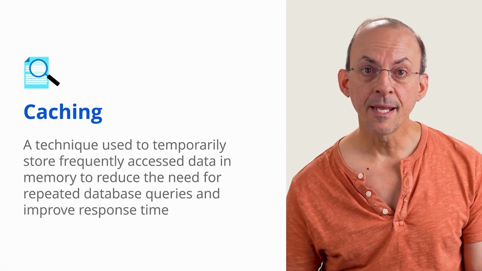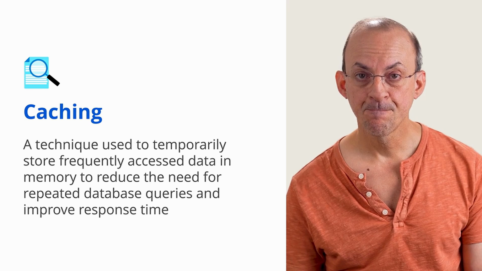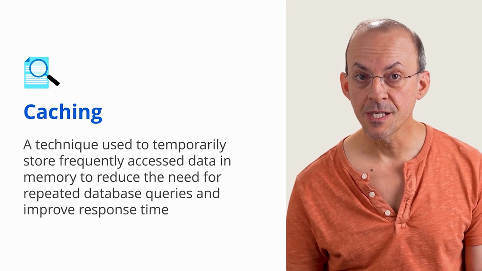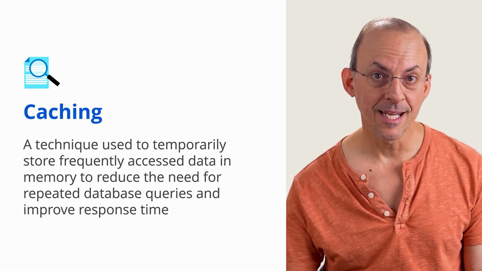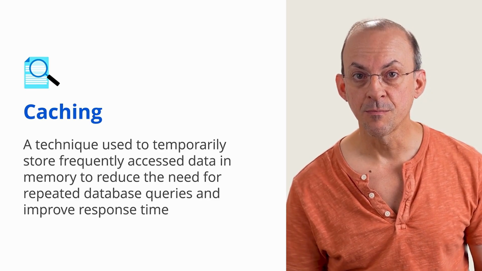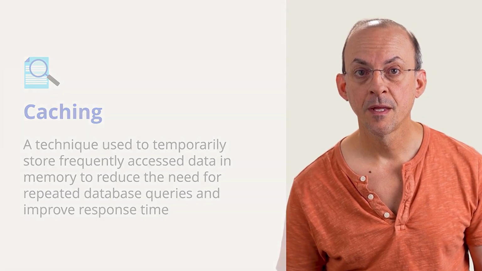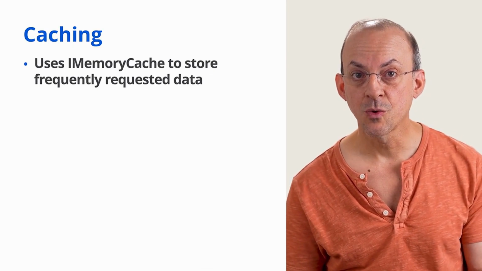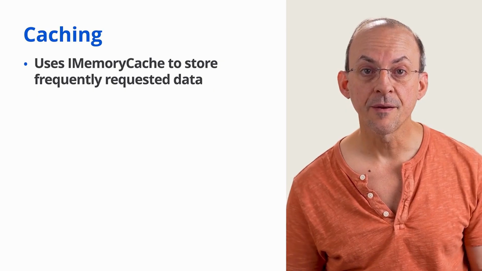You'll start by adding in-memory caching to your API. Caching is a technique used to temporarily store frequently accessed data in memory to reduce the need for repeated database queries, and this improves response time. Instead of requerying the database for the same data, your app uses IMemoryCache to store that data in memory and reuse it.